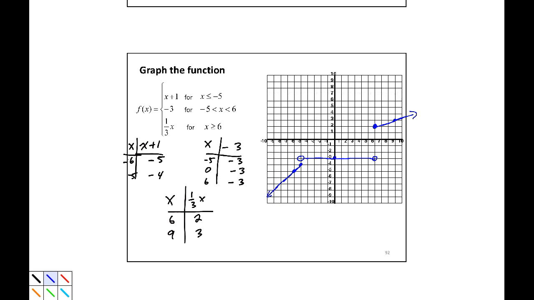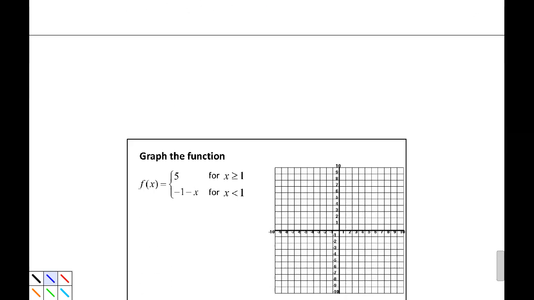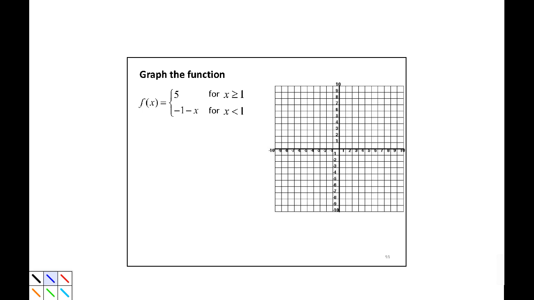All right, let's look at another example. We have two branches, f of x equals 5 for x greater than or equal to 1, and f of x equals negative 1 minus x for x less than 1. Now, first one is going to be a constant, so even though I'm going to make a table, beginning at 1 and say 3 and 5, my output is just going to be constant. And that's for greater than or equal to 1, so it's going to the right. So 1, 5, and that is a closed dot because of the equal to. 3, 5, 5, 5, it's just going to be 5.